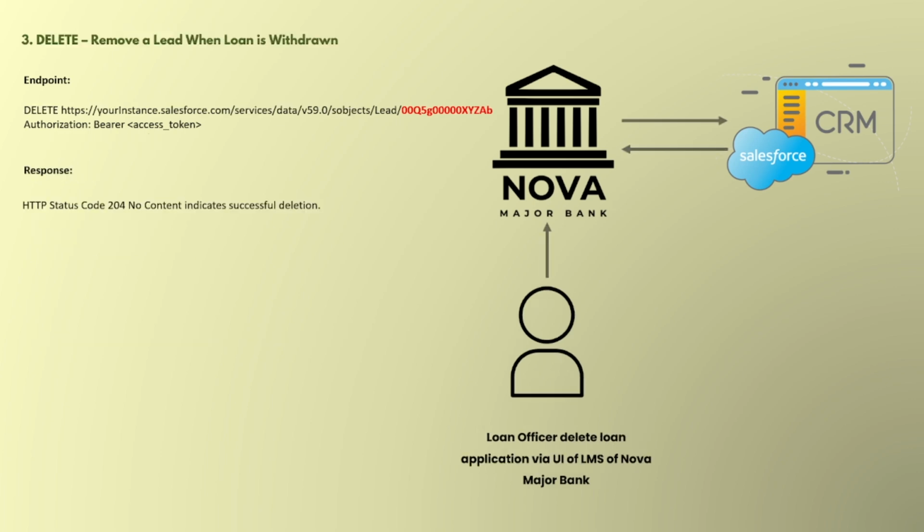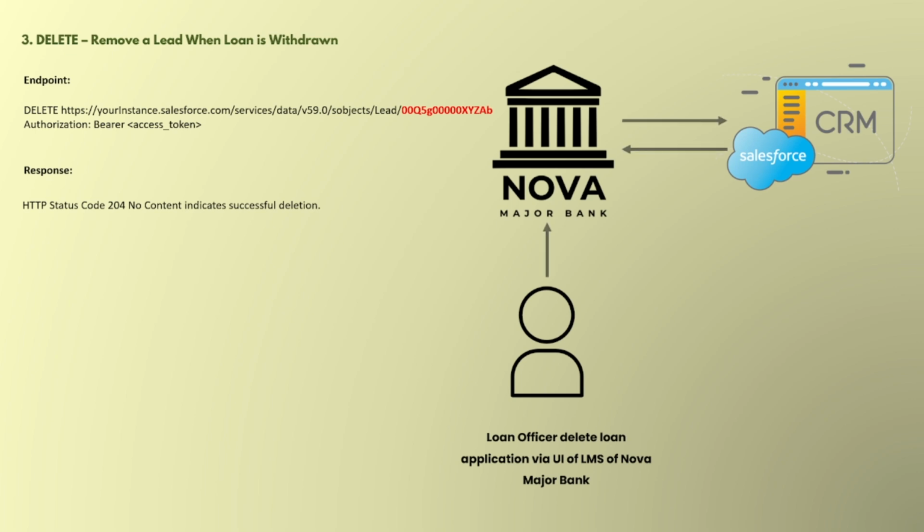And the last method is delete. So let us imagine a loan officer deletes the loan application via UI. Again, the loan officer will use Noah Major Bank's UI, and they are saying, okay boss, the loan is not approved, delete the data of that particular customer in your CRM. So again, CRM and Salesforce are saying, don't tell me the name, give me the ID of that particular customer, and tell me what to do.